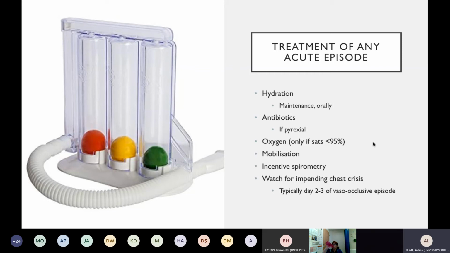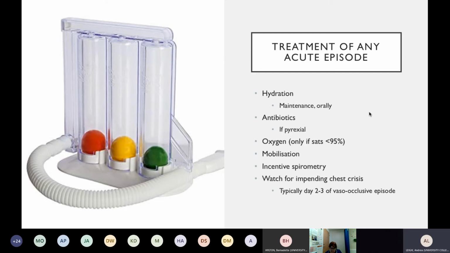And that's also because fluid overload is a risk factor for PRES, which is posterior reversible encephalopathy syndrome, a reversible neurological syndrome that we can see. And that is typically in the context of having a high blood pressure, maybe related to fluid overload. So we aim for neutral balance, oral maintenance whenever possible.